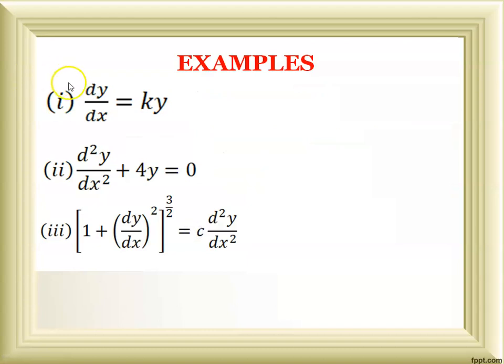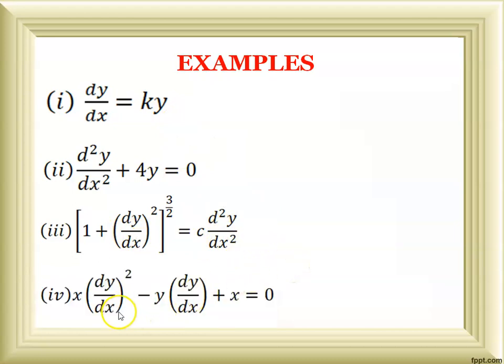Examples are here. Here there is only one derivative, with respect to x alone. Here also only one derivative, with respect to x. Here we have two derivatives, both with respect to the common variable x. Therefore these are all examples of ordinary differential equations. Here also more than one derivative term is there, and both are with respect to x alone. So these are all examples of ODE.